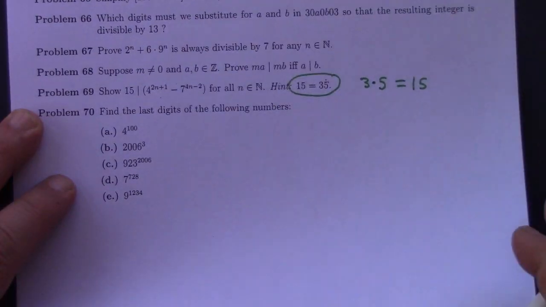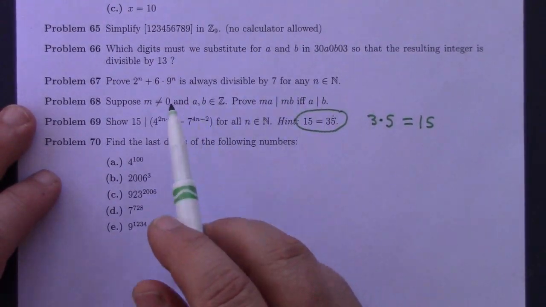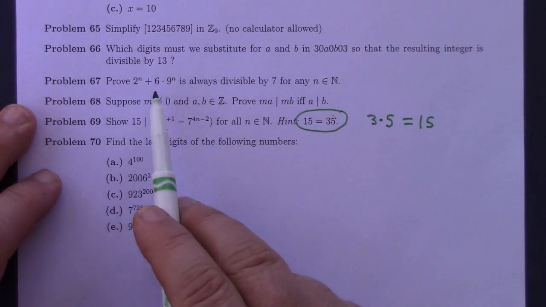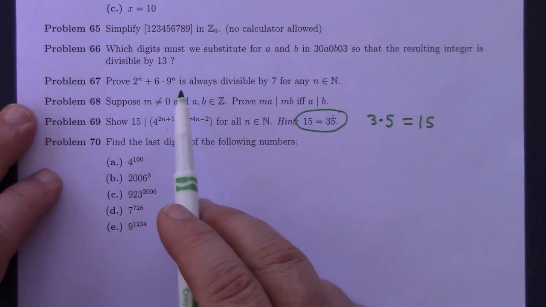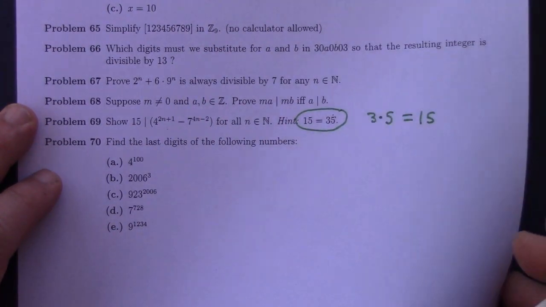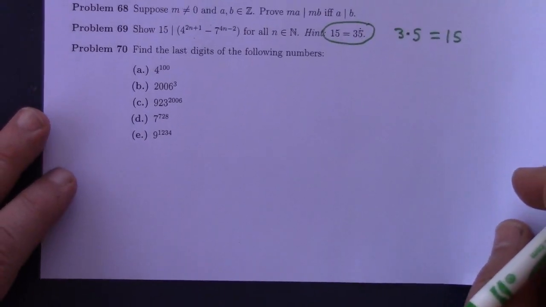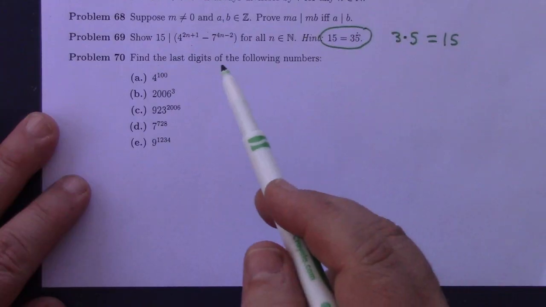For problem 67, here's a hint. You're trying to show this is divisible by 7. If you can show that this number is congruent to 0 mod 7, then you've shown it's divisible by 7. That's the big idea here: we can use modular arithmetic to answer questions about divisibility. For problem 70, I'll come back to problem 69 in a second here.